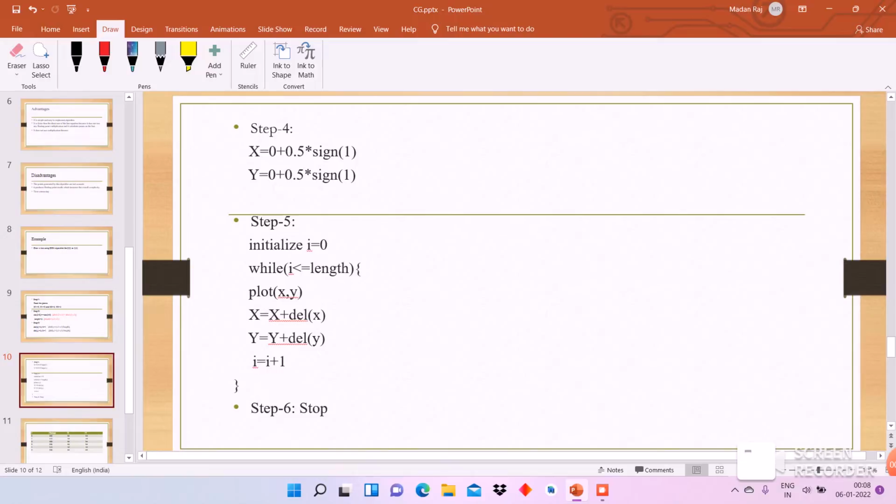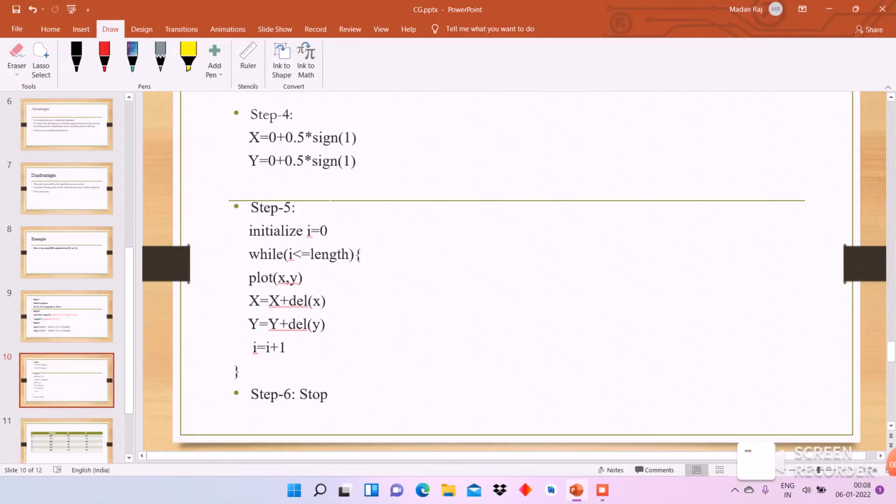Then we have to calculate the coordinate value. Initially x and y are 0. So x equals 0 plus 0.5 into sign of 1, and y equals 0 plus 0.5 into sign of 1. So initially we have calculated this value, and then we have to run a loop with i initially equal to 0. Here I have calculated the values according to the loop iterations, with the condition i less than or equal to length, in tabular form.